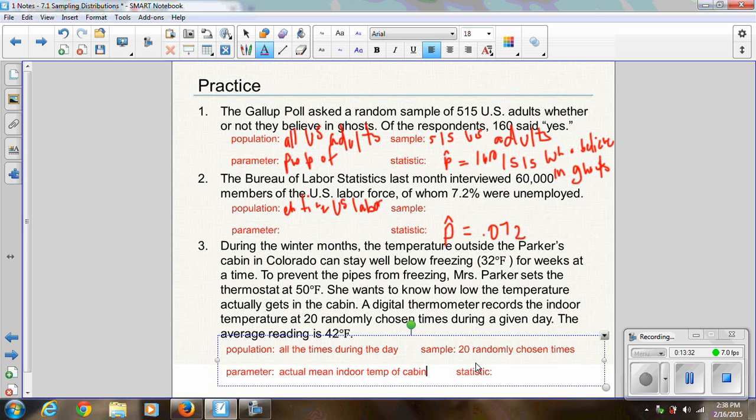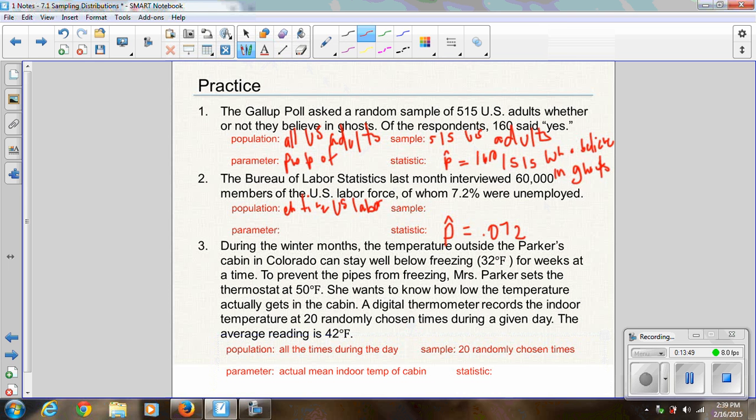And the statistic would be the 42 degrees Fahrenheit, which would be the mean of the sample randomly chosen time. And this would be an X bar. So I'm actually going to go ahead and write that in because I don't have a character to do that with. So this is going to be a mean in this case. So X bar is equal to 42 degrees Fahrenheit because that is the mean of my sample.